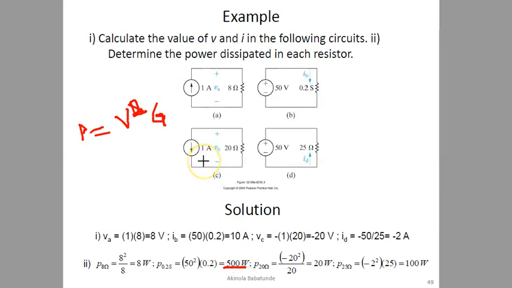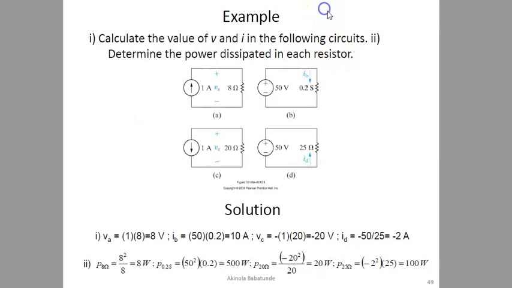In the third circuit, our power would also be V squared over R. Our V was calculated to be 20, so you have minus 20 squared divided by R, which is 20. That will also give us 20 watts. In the third circuit, we can also find it using I squared R. Our I was calculated to be minus 2, and then you have minus 2 squared multiplied by R, which is 25. That gives us 100 watts.